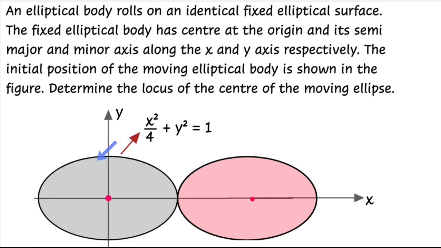And the equation of this gray ellipse is given. The semi major axis and semi minor axis are 2 and 1 respectively for this ellipse, and for both ellipses because they are identical. So what happens when the rolling motion occurs? While rolling, we know that the points of contact have no relative velocity, and since this gray one is fixed, the point of contact on the surface of this pink ellipse must have zero velocity.